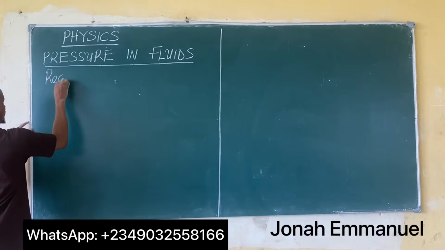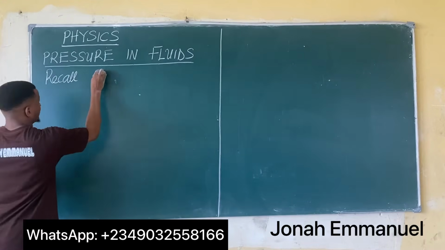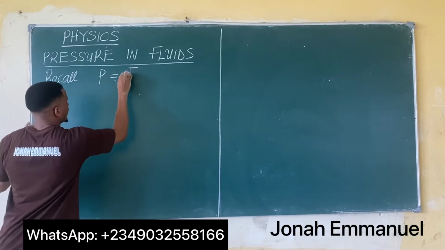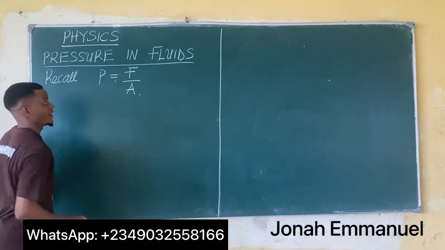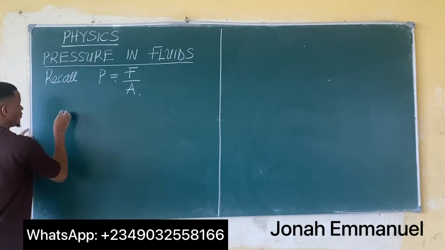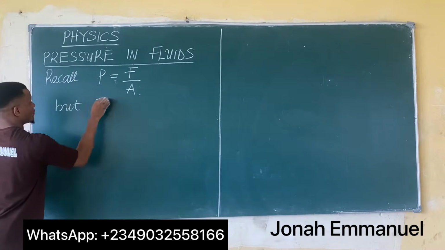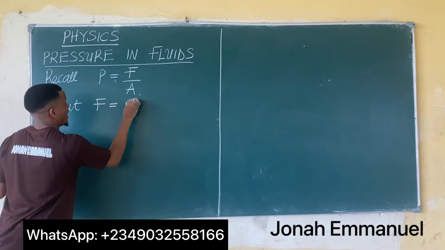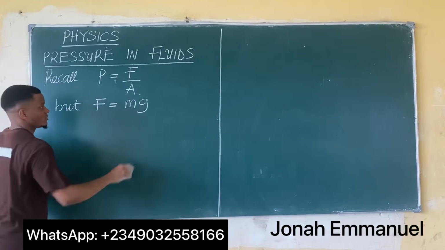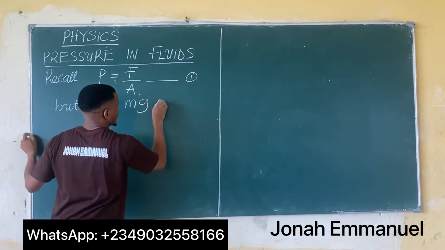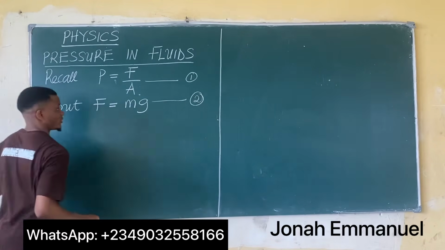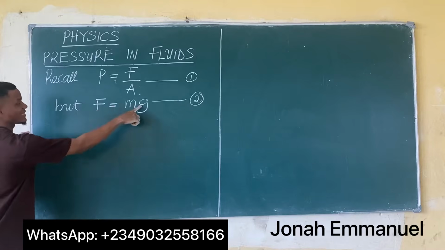Recall that we said pressure is equal to force all over area, as we discussed. But we know that force is equal to mass times gravity. Let me call this my first equation, call this the second equation. So force is equal to mass times gravity.